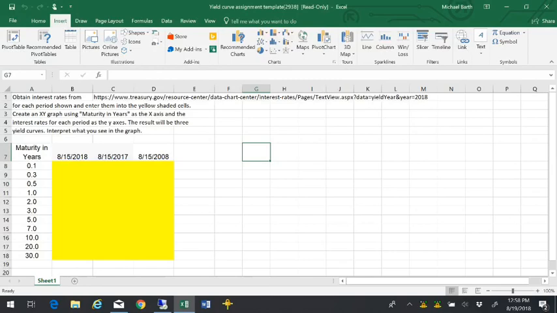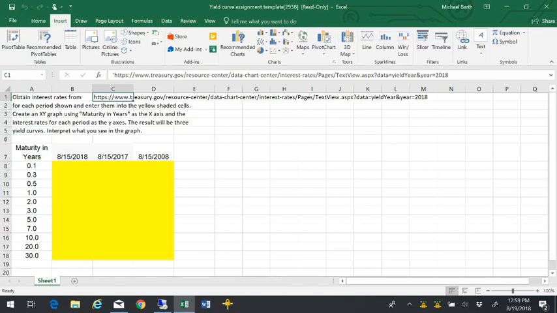Any set of interest rates has a yield curve, but the most commonly quoted are government yield curves, and the most commonly quoted government yield curve is, of course, the U.S. Treasury, because there's $20 trillion of them from the world's largest economy.